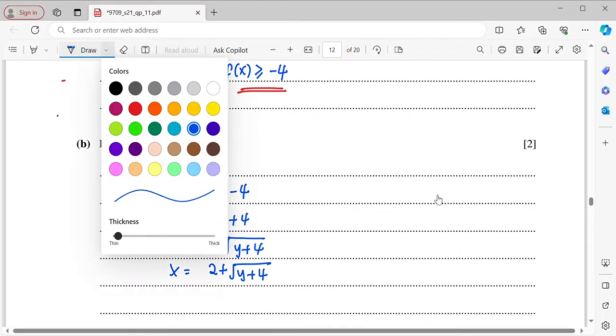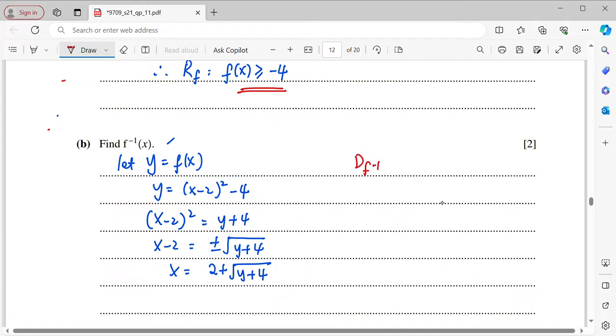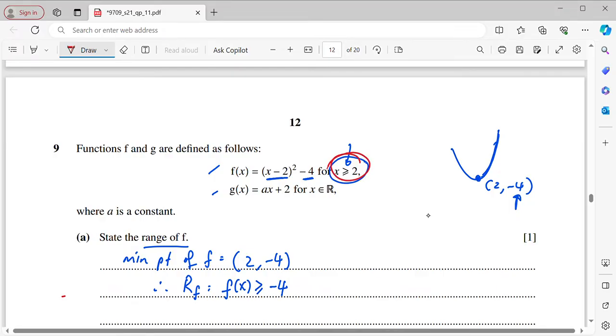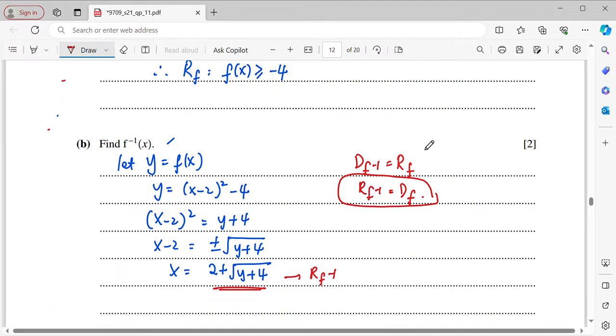Why do we use this? Because we know that domain of f inverse is range of f, and range of f inverse is domain of f. So this whole term is actually the range of f inverse. That means it depends on domain f. So I shouldn't refer to the range, sorry. It should be domain f. So look at the domain of f, it is at least 2. So because of at least 2, for this whole expression, you have to choose plus, cannot choose minus. So that's the explanation. That means now you'll be getting f inverse equals 2 plus square root of x plus 4. So that is your f inverse.